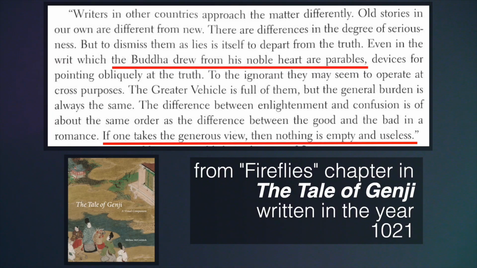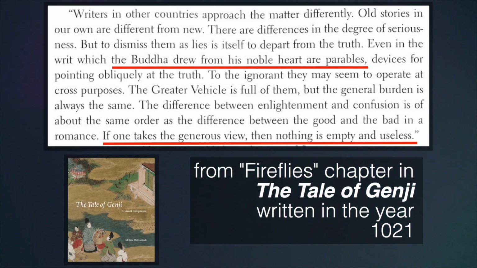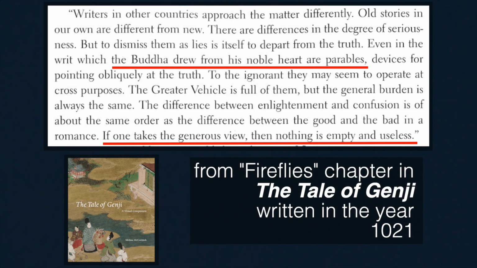Murasaki defends herself as a writer of fiction, as a female writer of fiction, and she has to say, even in the writ which the Buddha drew from his noble heart are parables. Parables being fiction. So we see from the very earliest elements of Japanese literature this attempt to censor women's expression, right? And the expression of sexuality in some sort or another.